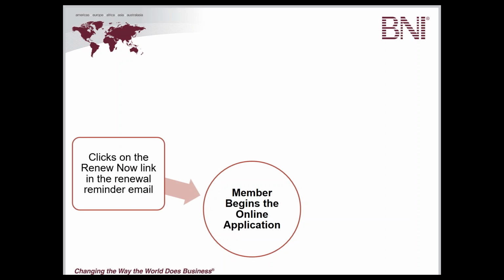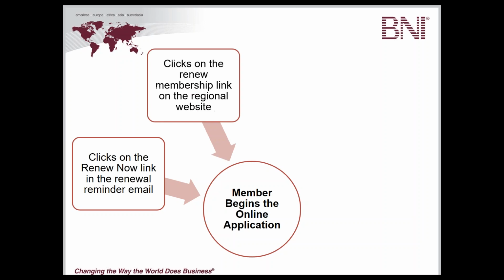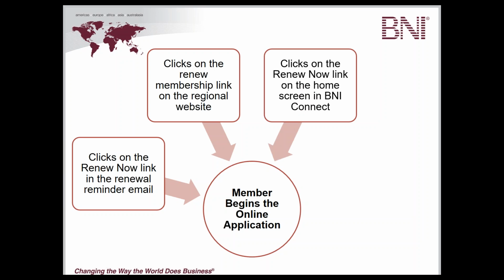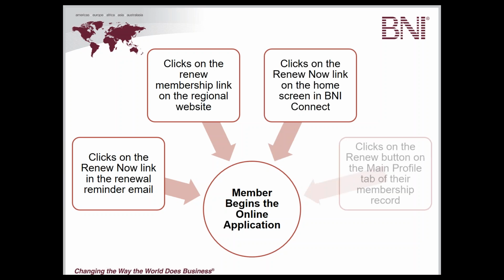They can click on a link in that and start the renewal process. So that's one way. The second way, the regional website. So your regional website, you can get to it by clicking the regional website button within BNI Connect, and on there should be a Renew Now button if your region is participating in the online renewals. The third way is that once you log into BNI Connect, right on the home screen there's a link that says Renew Now. And then the other way is that there's a Renew Now button on the main profile tab of a membership record.